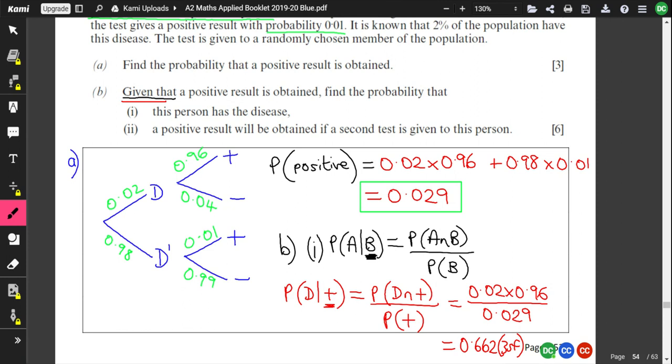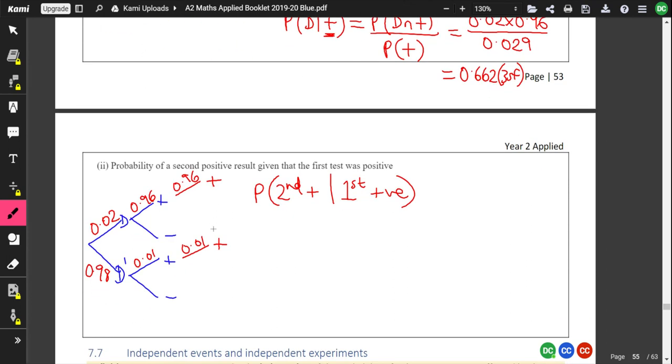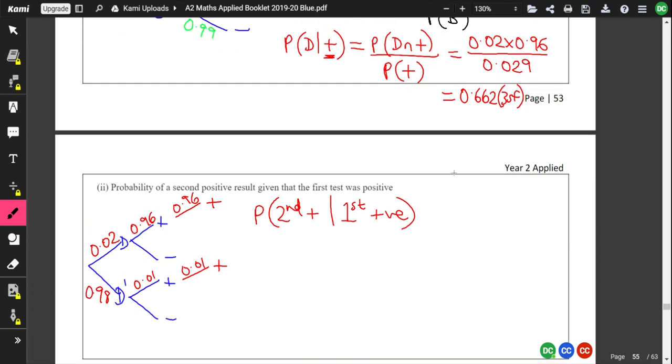Going on to B part 2 now. What's the chance of a positive result obtained if a second test is given to this person who also got a positive result the first time round? So I've extended my tree diagram here. A positive result the first time round, and then if they got positive the first time round, what's the chance they get another positive result?